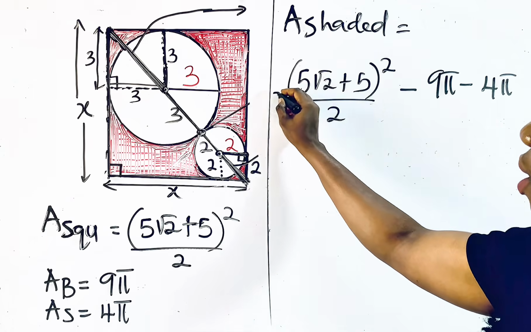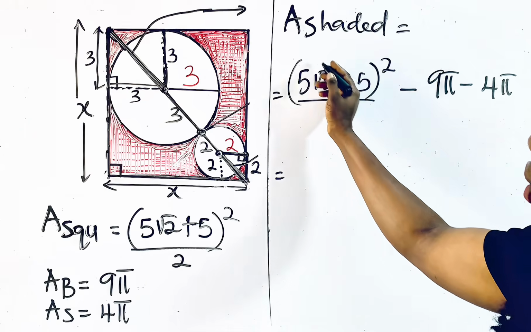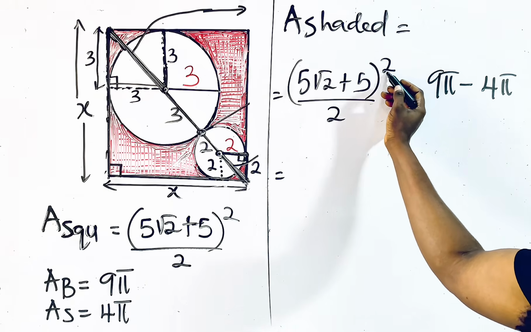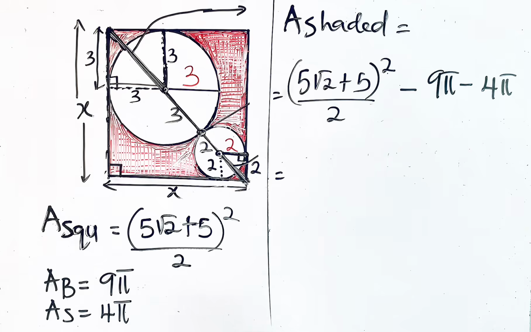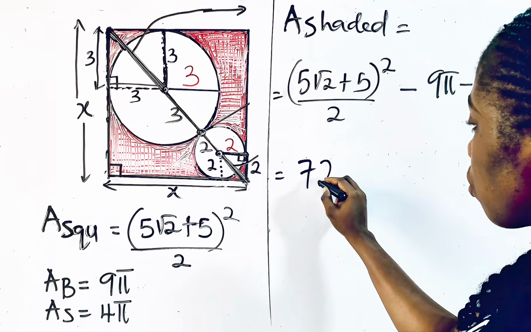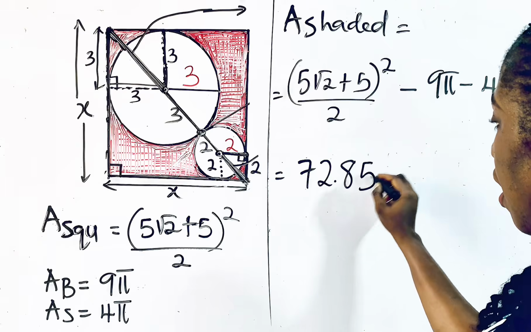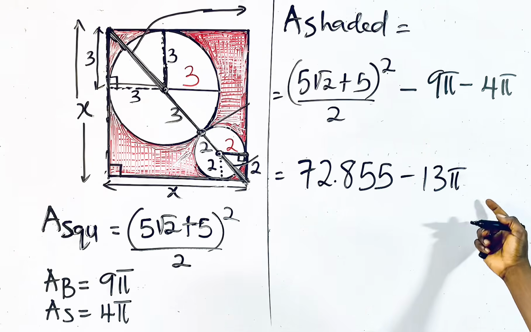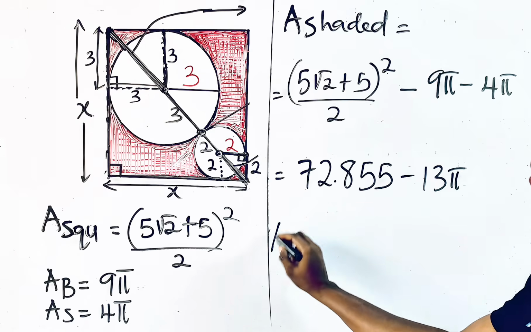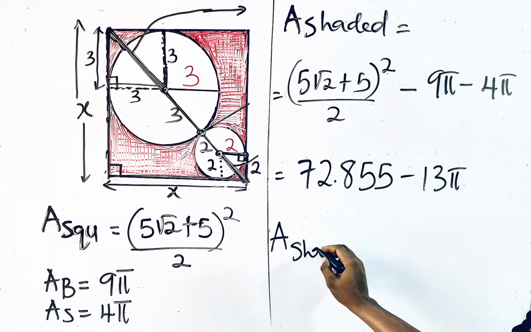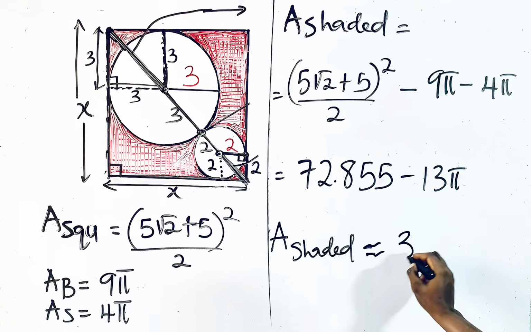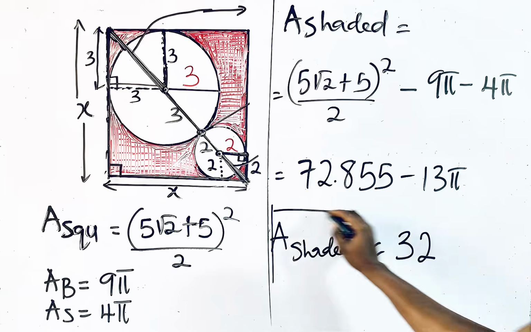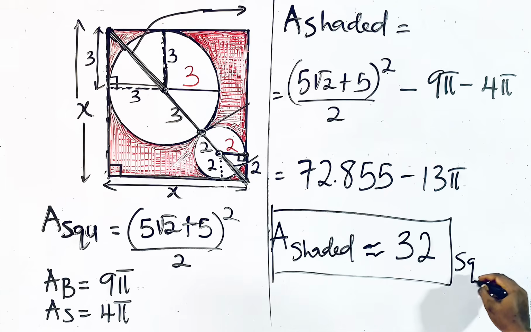So what do you do now? Let's try to simplify this. Let's key this in the calculator, then square it and divide by 2. So this gives us 72.855 approximately. This will give us minus 13 pi. Key this in the calculator. It gives you area of the shaded is approximately 32 square units. So this is the area of the shaded part.